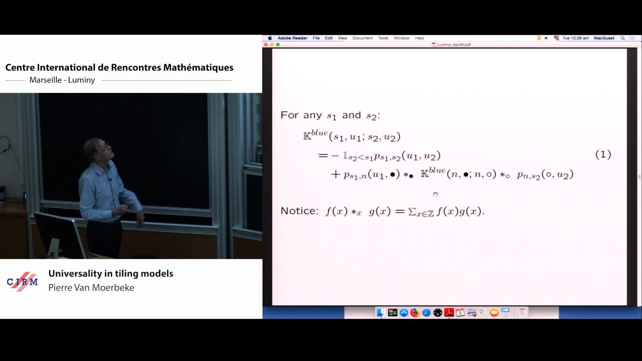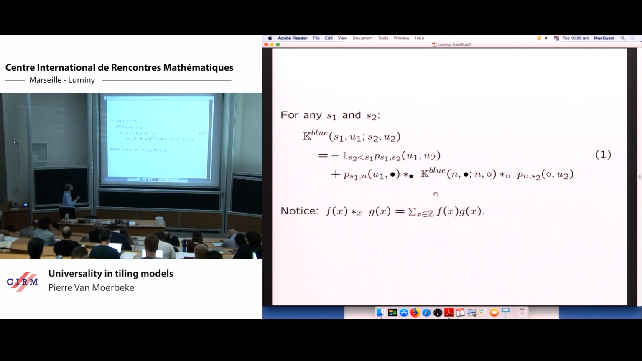And you can then extend, that's also standard, you can extend this to, before in the previous slide, we had put a fixed level, a fixed line, n and n here, and now you can extend this to S1 and S2. That's also a fairly general procedure. And that gives you the blue kernel.